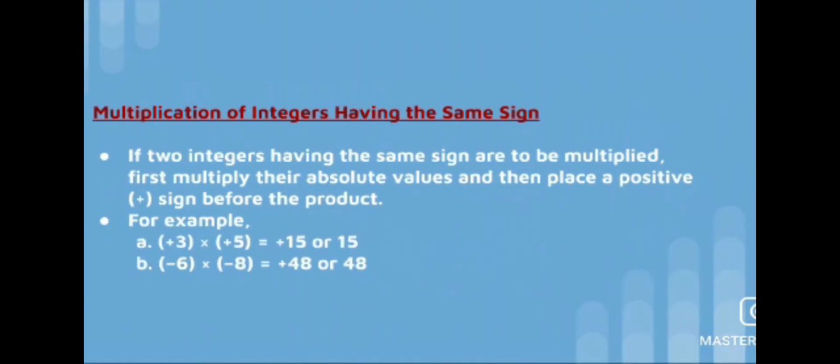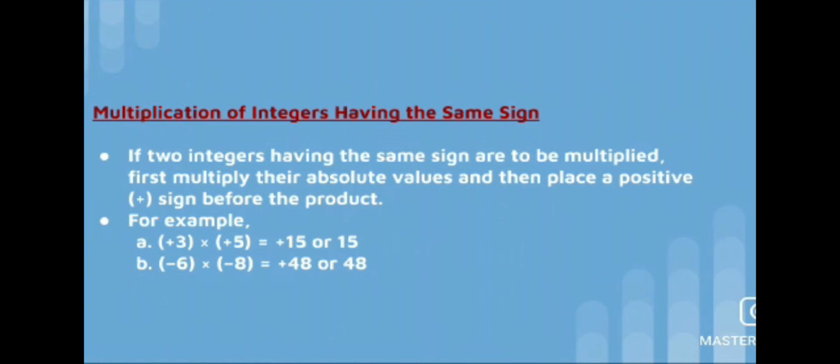Multiplication of integers having the same sign. If two integers having the same sign are to be multiplied, first multiply their absolute values and then place a positive sign before the product. For example, plus 3 into plus 5 is equal to plus 15, or else, without the positive sign, if you are writing also, we have to understand that that is a positive number. So simply we can write it as 15.